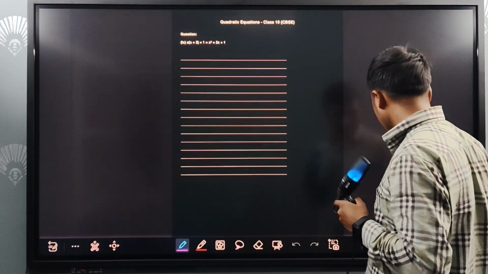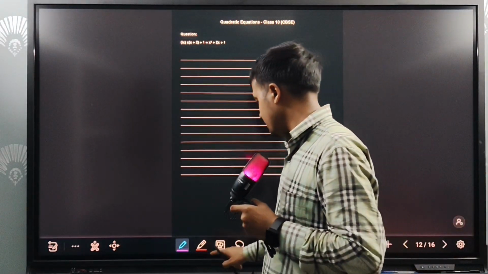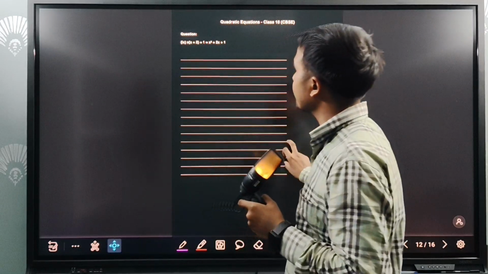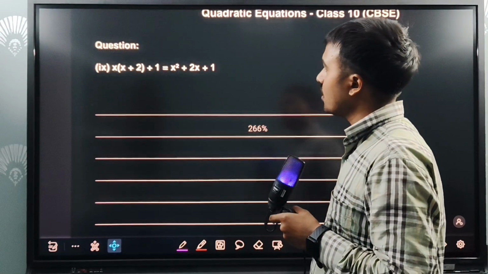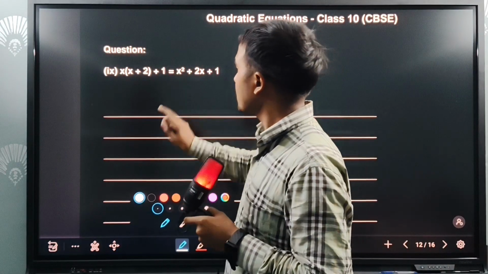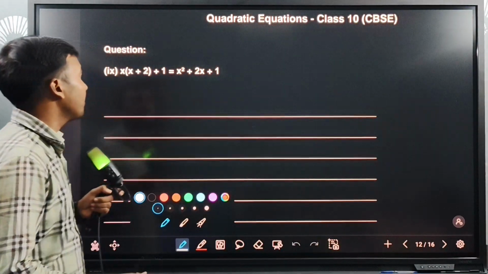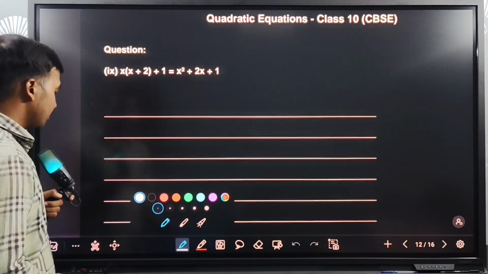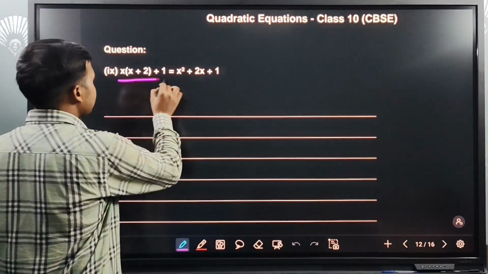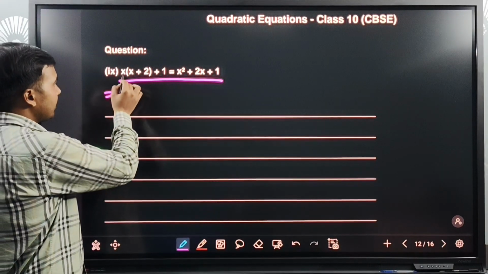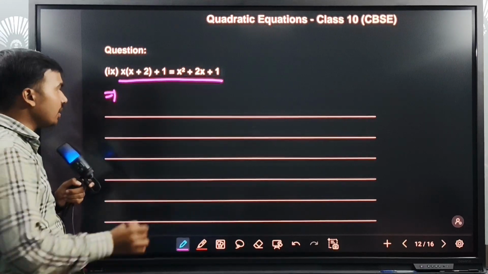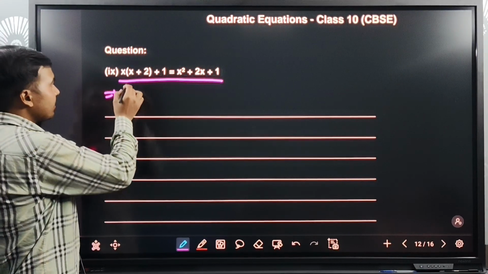Since it is not following the form, the answer is no, it is not a quadratic equation. So moving towards the next question of the exercise, which is x multiplied by (x plus 2) plus 1 is equal to x square plus 2x plus 1. For solving this question, we will multiply the terms given over here. So let's start.